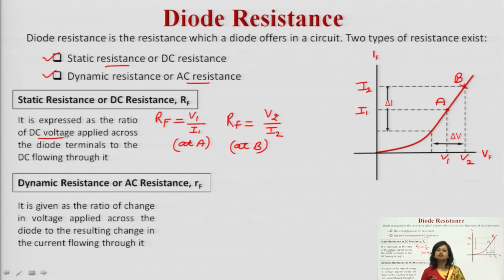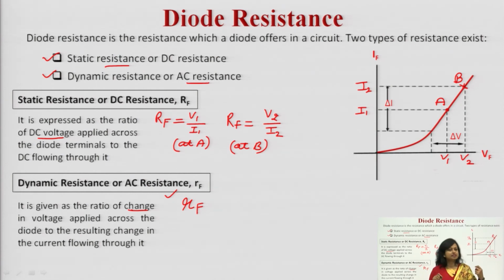Dynamic resistance you can calculate in any interval. It is given as the ratio of change in voltage, and because of that change in voltage, how much current is changing. That particular ratio will give you the value of the dynamic resistance. Dynamic resistance is also known as AC resistance, and you know that it is denoted by small r f.